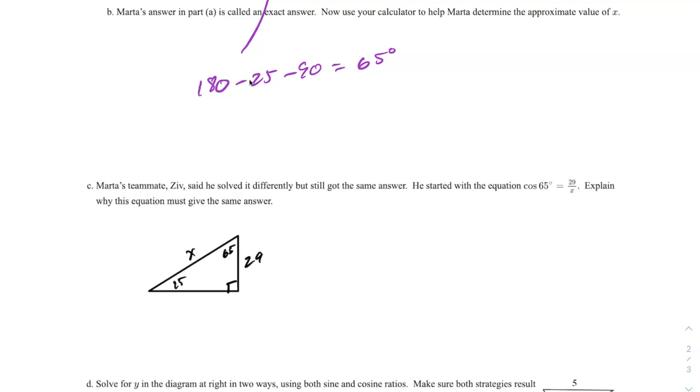So her partner used this angle as the main angle. If that's your main angle, all the things change. What's opposite now? This side is. What's hypotenuse? That never changes. That's still this guy. And then we have adjacent over there. Now that we're using 65, opposite of 65 is now this side. So SOHCAHTOA.